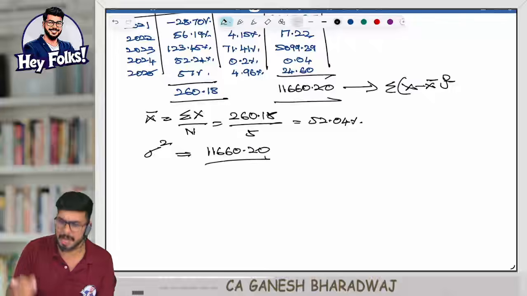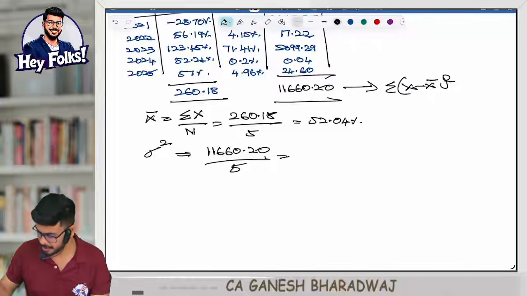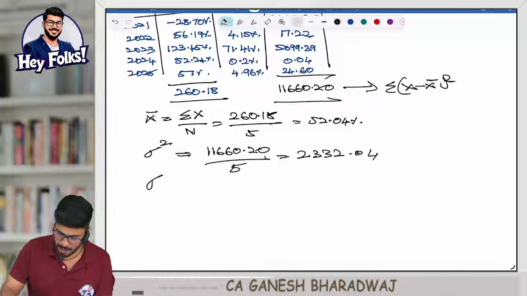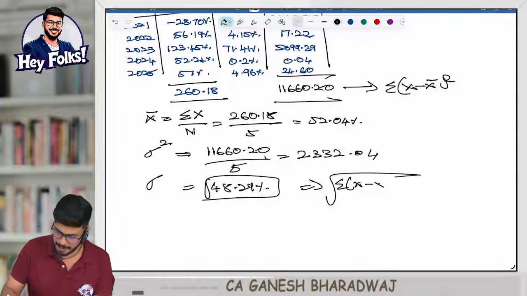So my variance is how much? 11,660.20 divided by how many years were there? So divided by 5. How much was that? How much is it? 2332, right? 0.04 something, right? And the standard deviation is what? Square root of this. Just click on square root. How much do you get? 48.29% roughly.